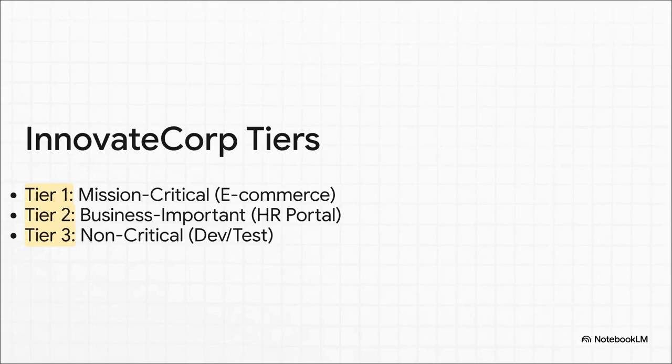So, right off the bat, based on that analysis, we can build a super simple classification system. Tier 1, mission critical. That's our e-commerce site. Tier 2, business important. The HR portal fits right in there. And Tier 3, non-critical. Hello, dev/test environment. See, just this simple act of putting things in buckets is the foundation for everything else we're going to do.